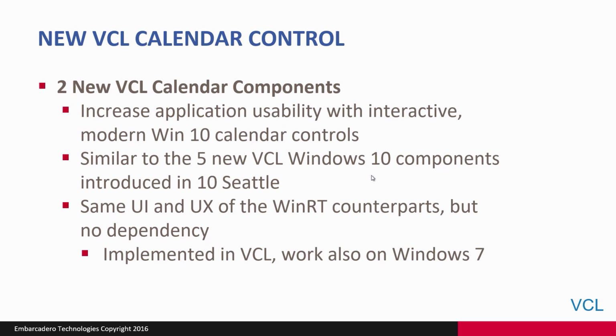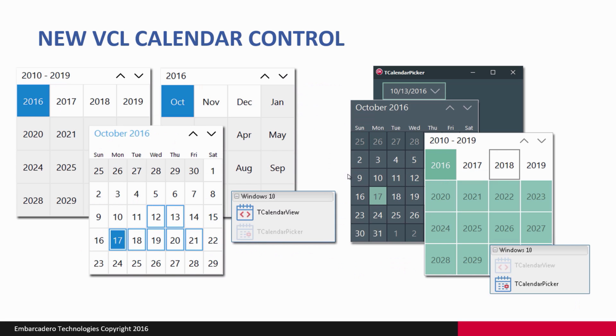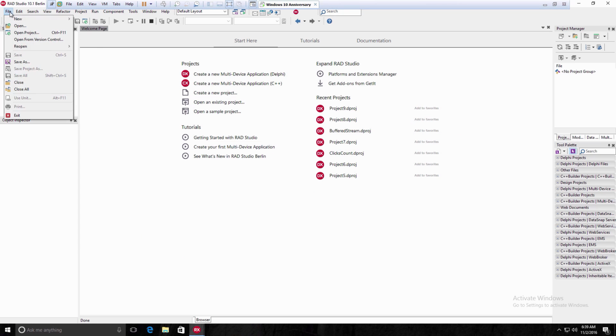There isn't a dependency on Windows 10, even if the look and feel is typically the Windows 10 look and feel. And specifically, this new control implements a modern calendar control that looks and behaves exactly like the WinRT counterpart, which is very different from the traditional Win32 common controls calendar. So let me show a demo of this new control.